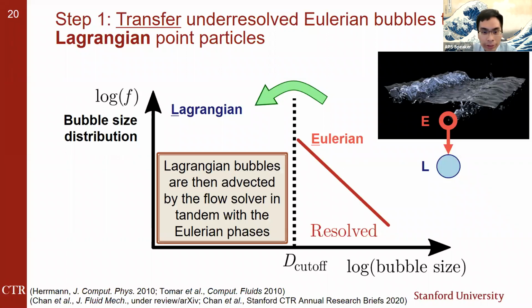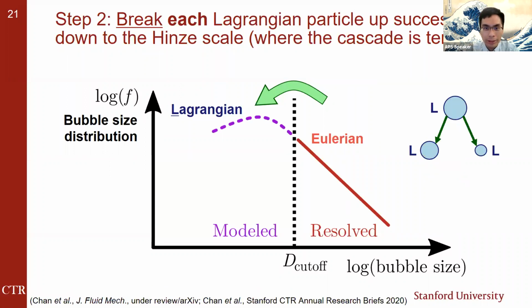Once these bubbles are generated, they are then advected by the flow solver in tandem with the Eulerian phases, the liquid and gas phases described by the Eulerian solver. However, we further break these Lagrangian bubbles down into smaller and smaller bubbles successively all the way to the Hinze scale, where the breakup cascade is then terminated. This generates another size distribution of bubbles at these modeled scales.